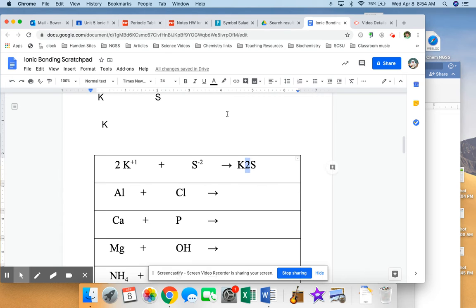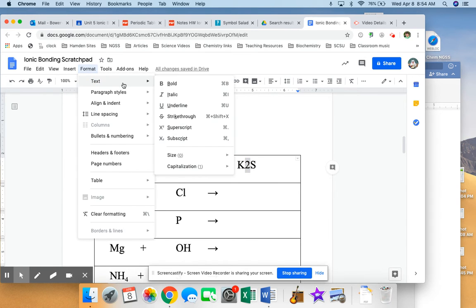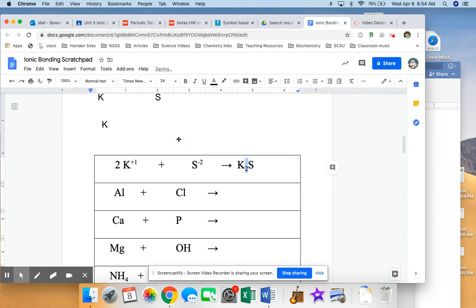Don't forget to turn that 2 into a subscript. Subscript means that it's a little one, K2S. All right, so 2 potassiums, 1 sulfur, 2 times +1 is +2. Remember, there's an invisible 1 there. 1 times -2 gives you a -2. So total of -2, total of +2. Now it's balanced out. You can do the same thing for these ones, right? Aluminum is going to get a +3 charge, and chlorine is going to get a -1 charge.